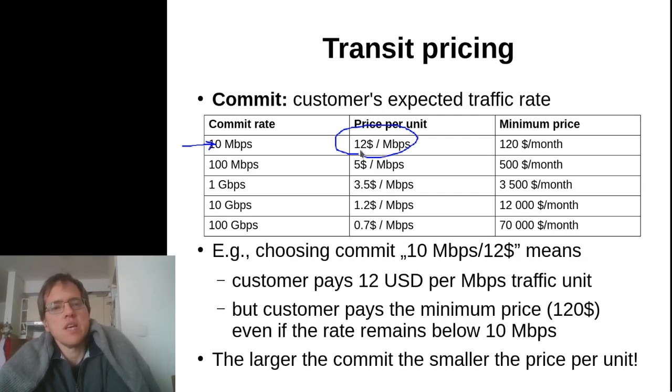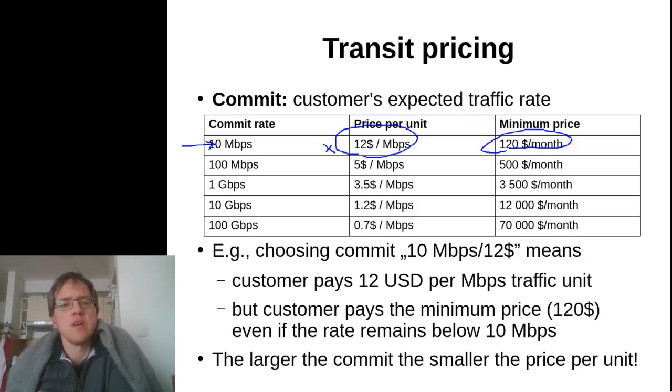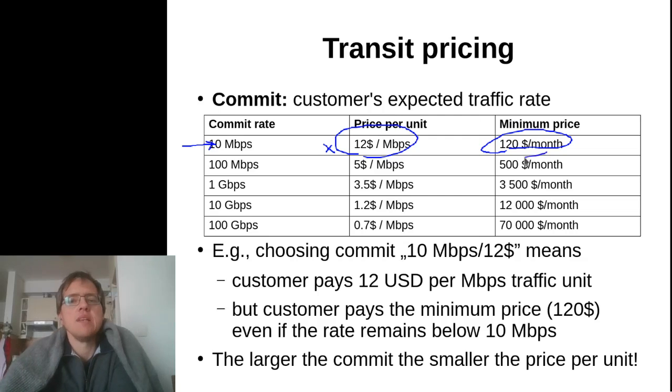But one very important aspect here is that whenever the customer traffic does not reach 10 megabit per second, it will still be charged as if its traffic reached 10 megabit per second. So there is an actual minimum price, which is 10 megabit per second times $12 per month per megabit per second, which is $120 per month. So again, whenever a customer makes a contract at a particular commit, whatever happens, even if it does not produce a single byte on this transit link, it will still cover the minimum price after that commit.